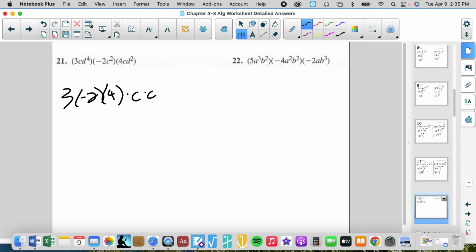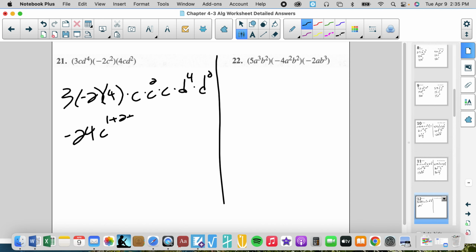C times c squared times c times d to the fourth times d squared, which is negative 24c to the 1 plus 2 plus 1 times d to the 4 plus 2. Negative 24, c to the fourth, d to the sixth.